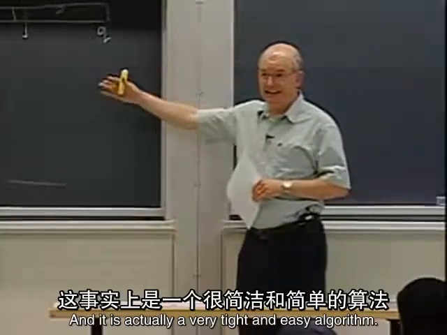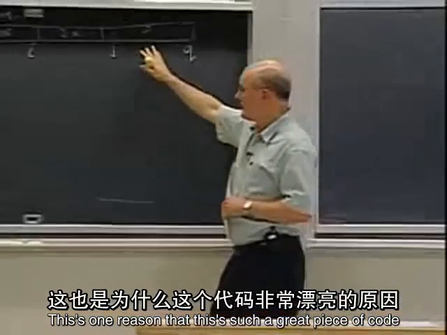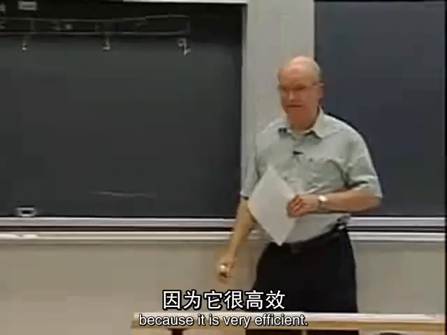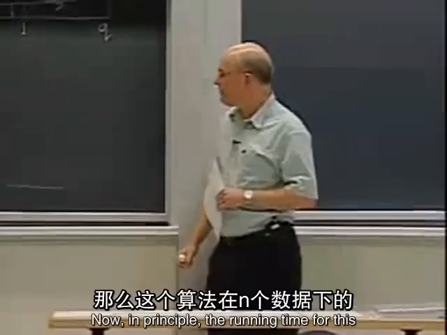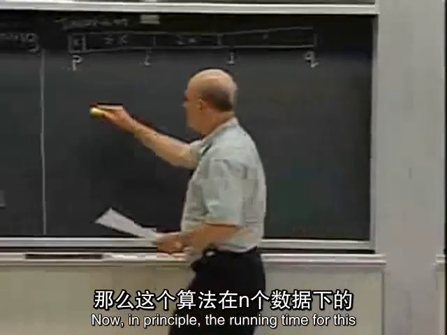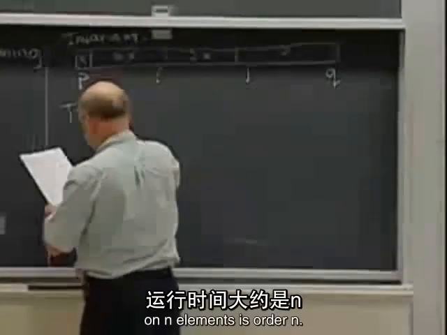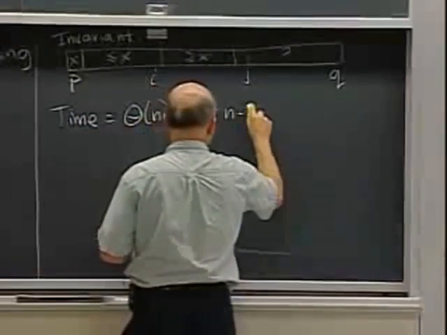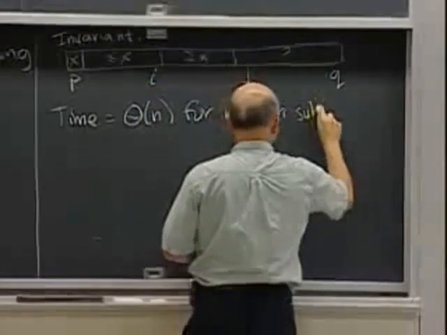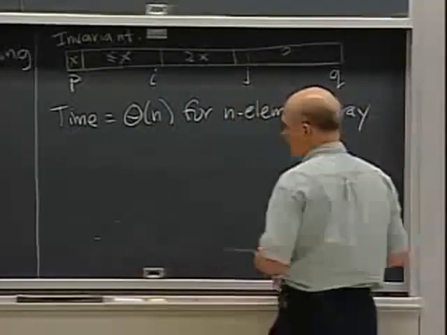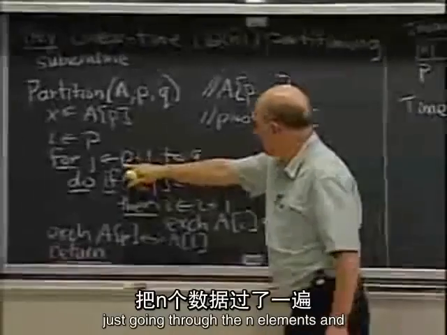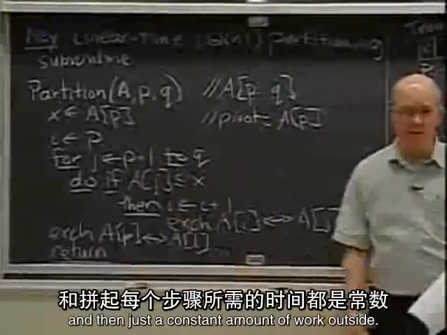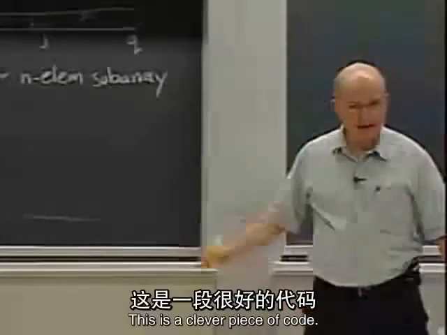And it's actually a very tight and easy algorithm, so that's one reason that this is such a great piece of code, okay? Because it's very efficient. Now in principle, the running time for this on n elements is order n. Because I'm basically just going through the n elements and doing a constant amount of work, and then just a constant amount of work outside. So this is a clever piece of code.